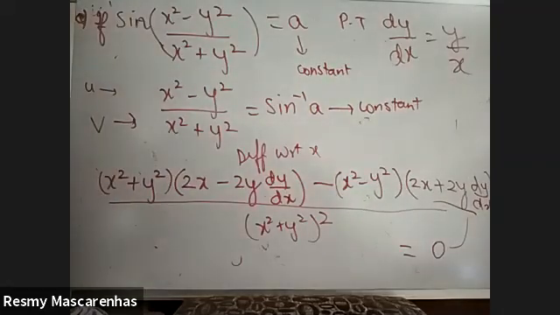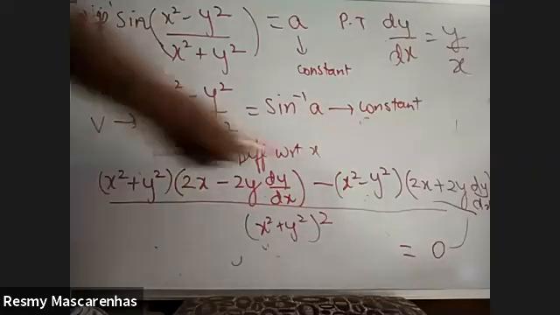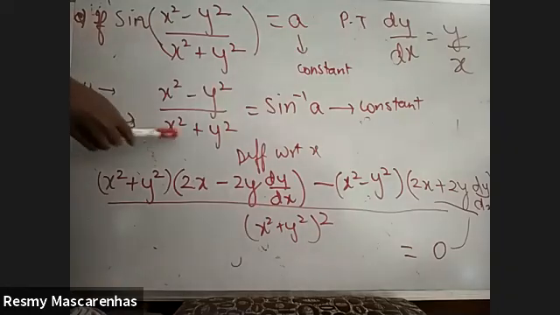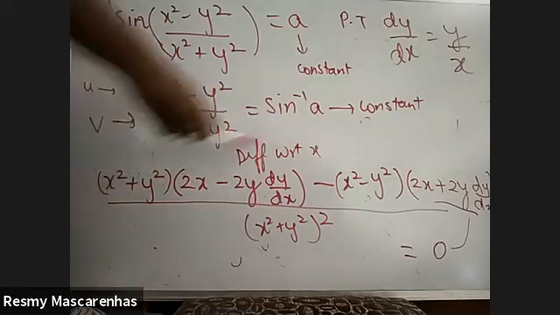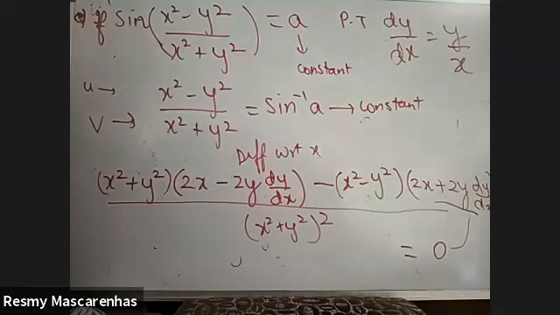Now simplify. Open up the bracket. Every term will get multiplied to all the terms inside. So x square you multiply to both the terms, y square also you multiply to both the terms. Same way, open up this bracket also. I'm just repeating for those who have finished and understood this step, they can start simplifying. Open up the brackets and cancel whatever is getting cancelled.